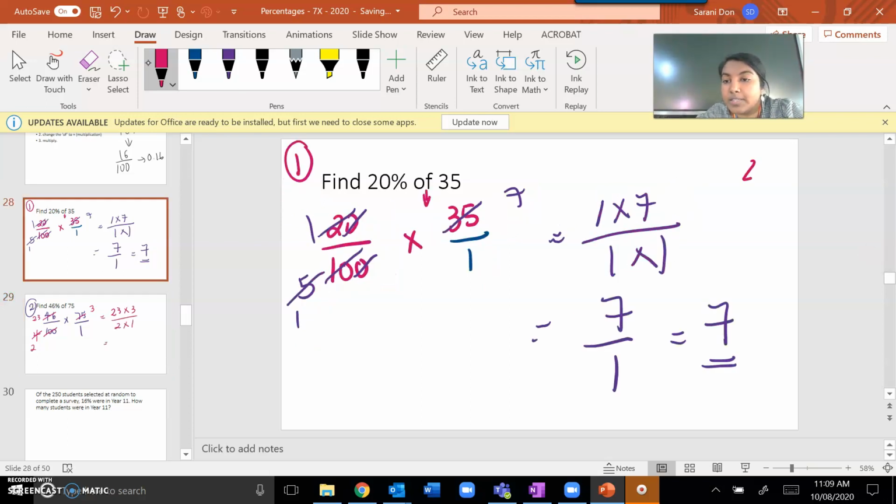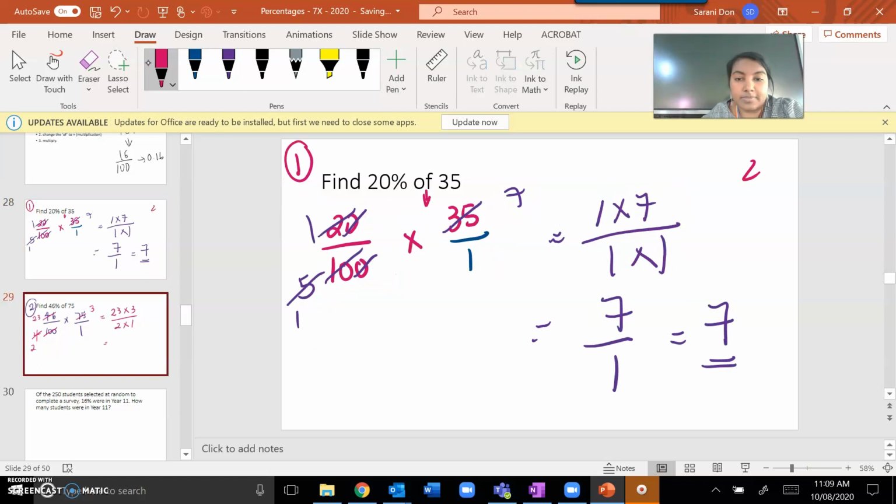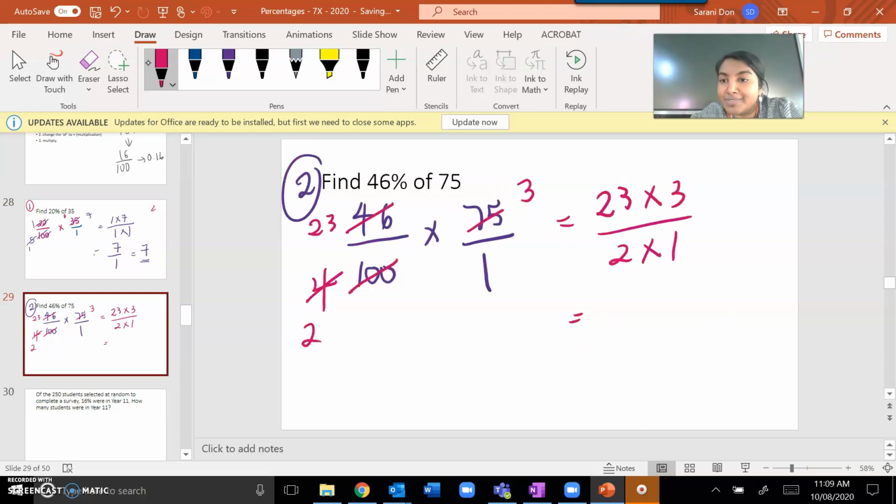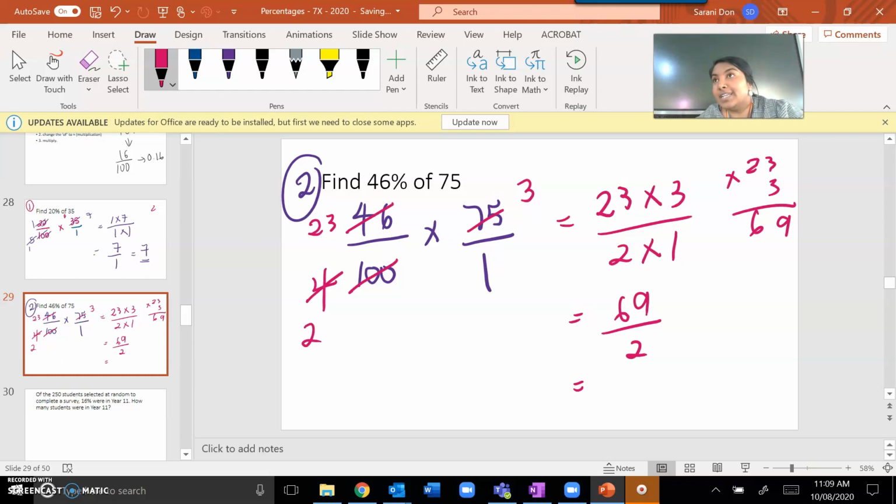So you do 23 times, oh my goodness, sorry. You could do 23 times 3. Any kind of working out you can do with the piece of paper on the side. So this is 9 and 6. It'll be 69 over 2. For this question, actually, let me just confirm something. So that is a fraction, but I'd prefer if it's in a decimal.